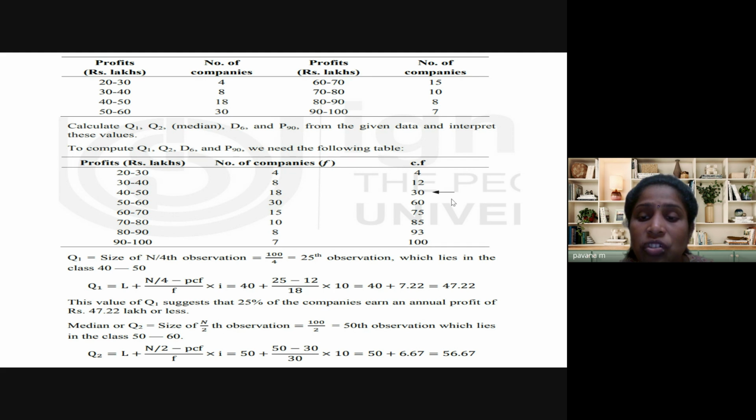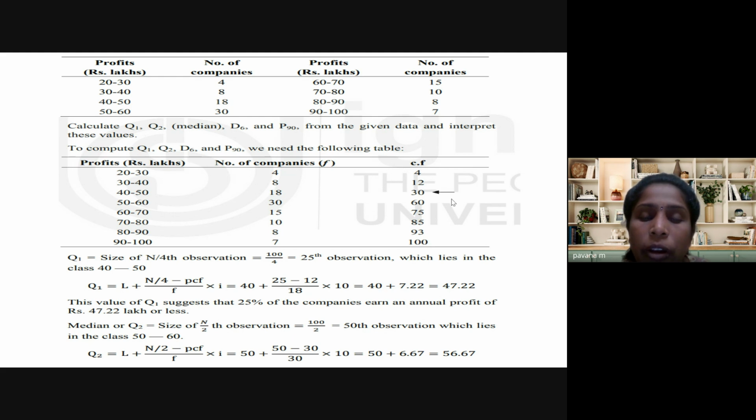So we have to see where that particular 25th observation lies in the cumulative frequency. It lies in between 12 and 30 in the cumulative frequency table. So that's why you have to consider 30. Across the 30 cumulative frequency, the class interval is 40 to 50. So the 40 to 50 class interval has a frequency of 18 and a cumulative frequency of 30 in the table, right? Here for Q1, L means the lower limit of that particular interval. In 40 to 50, 40 is the lower limit, so L is equal to 40.